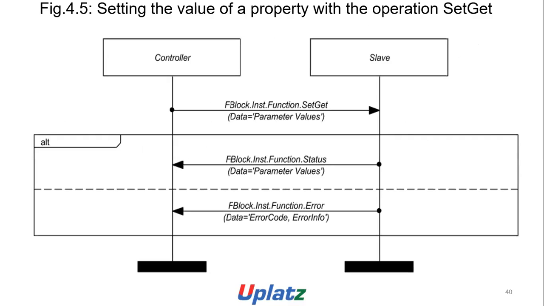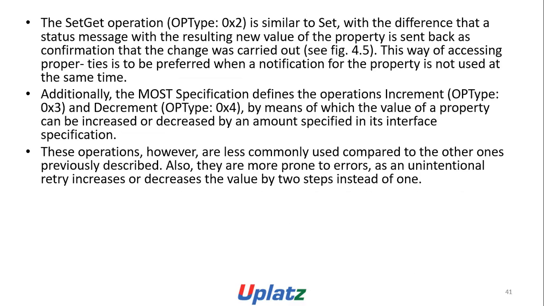Setting the value of the property with the operation set: the controller sends Fblock, instance, function, set, get, data, parameter values; values written by the slave; the slave sends Fblock, instance, function, status, data, parameter values, or Fblock, instance, function, error, data, error code, error info. The set get operation of type 0x2 is similar to set, with the difference that a status message with the resulting new values of the property is sent back as confirmation that the change was carried out.